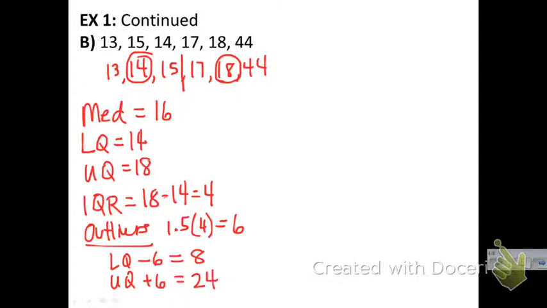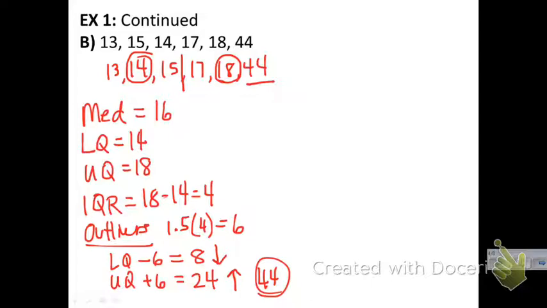And then we're going to look at our data. Do we have a number that is below 8? No, our lowest number is 13, so we're okay there. Do we have a number above 24? Yes, we do. We have that 44. So 44 is considered an outlier. So our outliers would be 44. Would be listed as an outlier. And I'll show you what we do when we graph this.